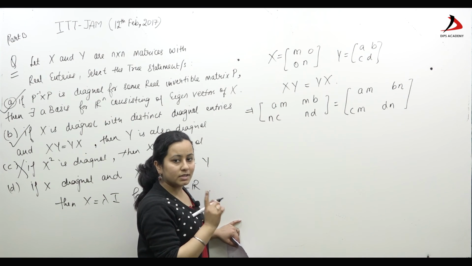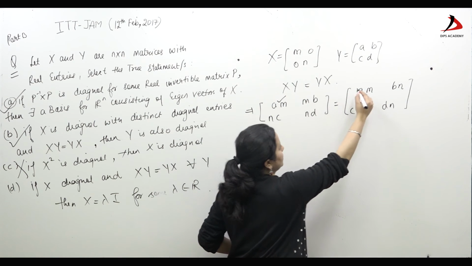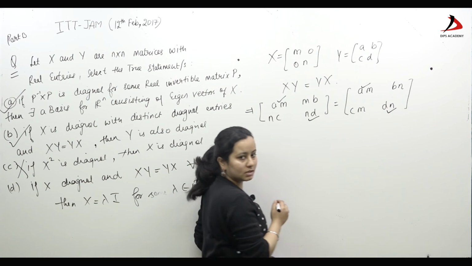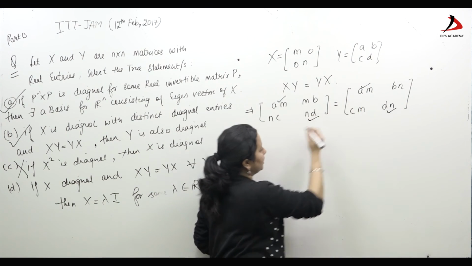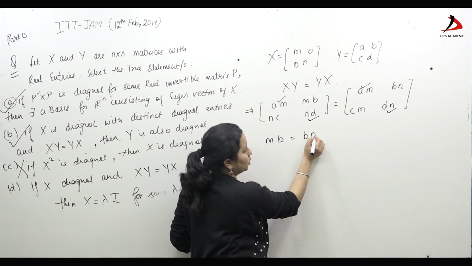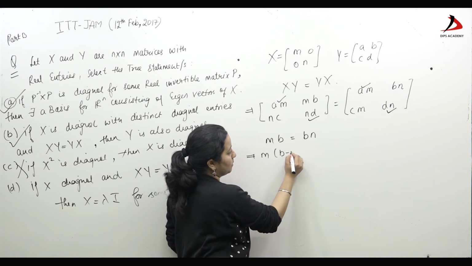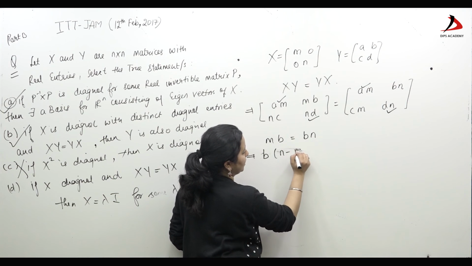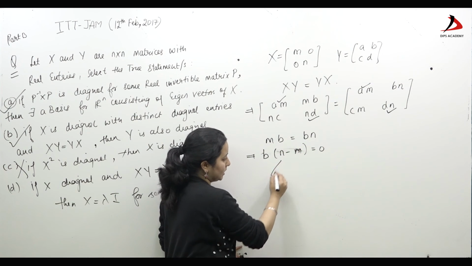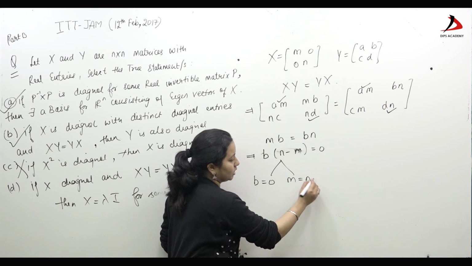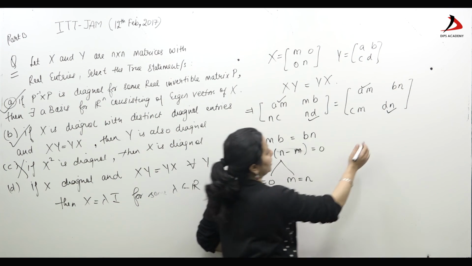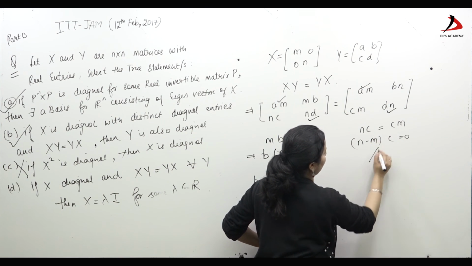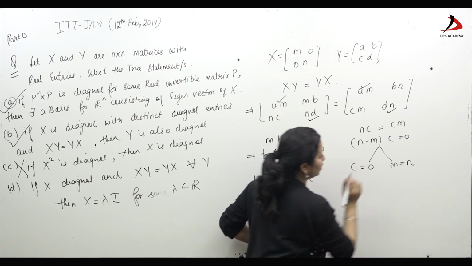On comparing the two matrices term by term, we can easily state that the first terms are same, and the fourth term of this and the fourth term of this are same. On comparing the second terms, we will have mb equal to bn, which will imply mb minus bn is 0, that is b times m minus n is 0, and hence either b is 0 or m is equal to n. From the third term, we can state that nc equal to cm implies n minus m times c equal to 0, so either c is 0 or m is equal to n.